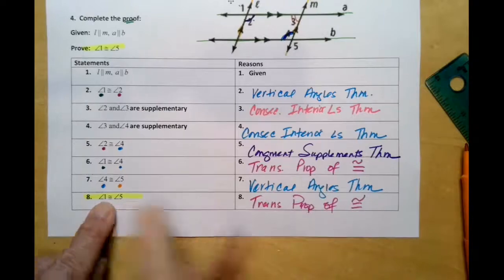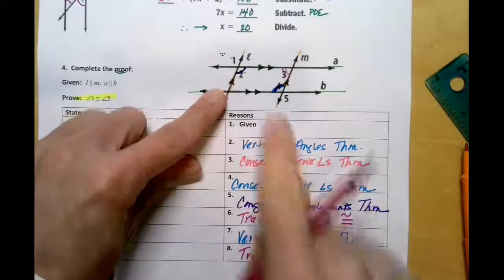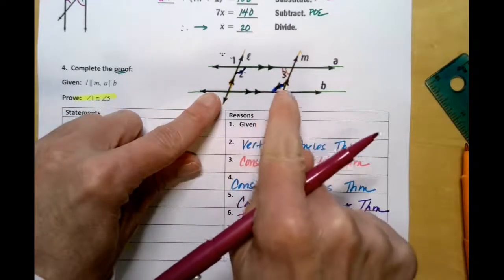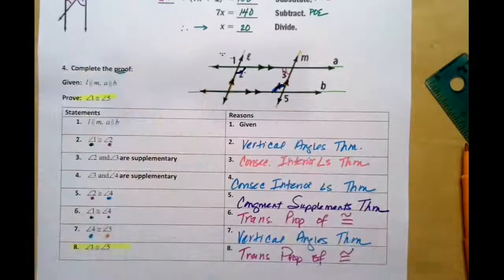I did it. I made it from 1 to 2, 2 to 3, 3 to 4, 4 to 5, and then I was able to connect 1 to 5. How cool is that?